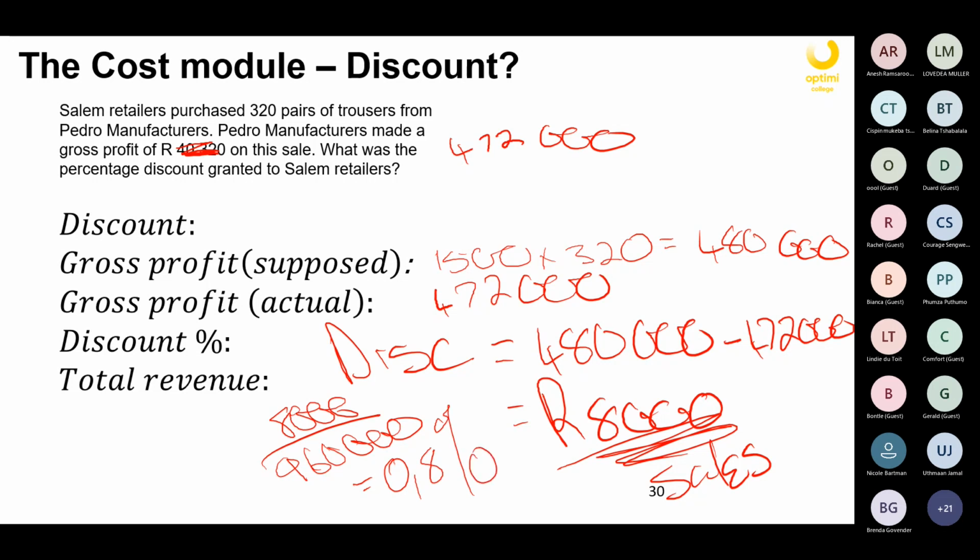Okay, 8,000 divided by 960,000 is 0,008. You multiply it by 100 to get to a percentage. You get to a discount of 0,8%. So this guy's got a discount of 0,8%. Okay.